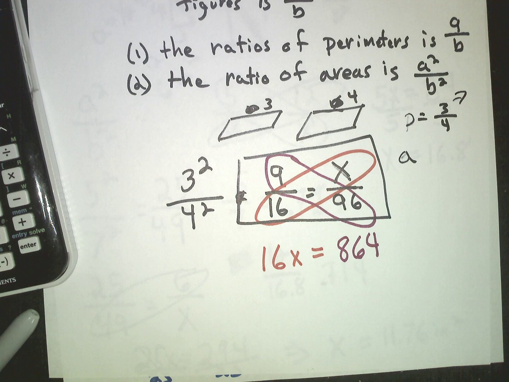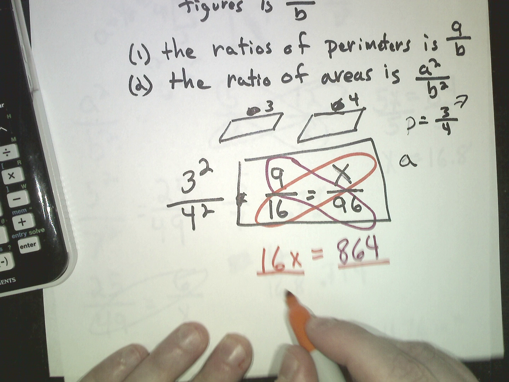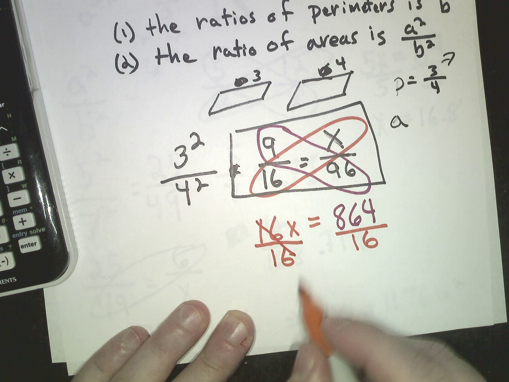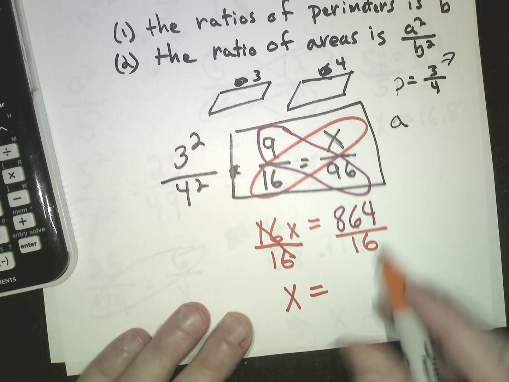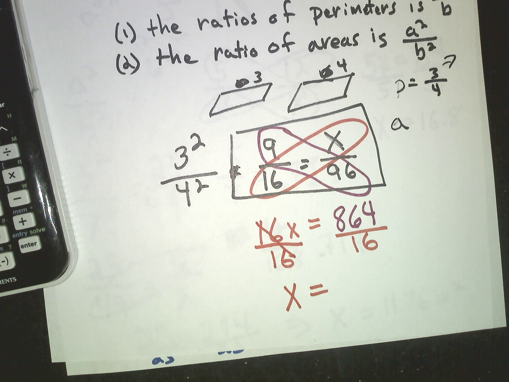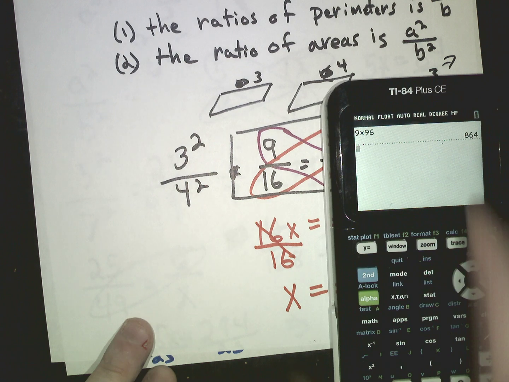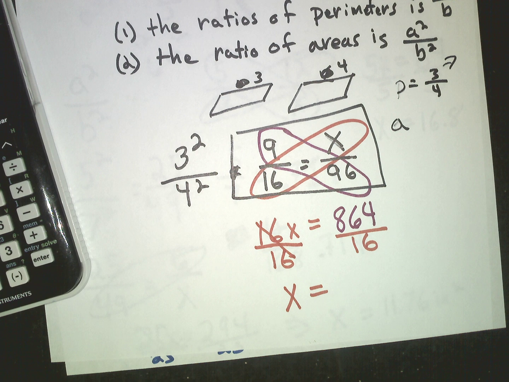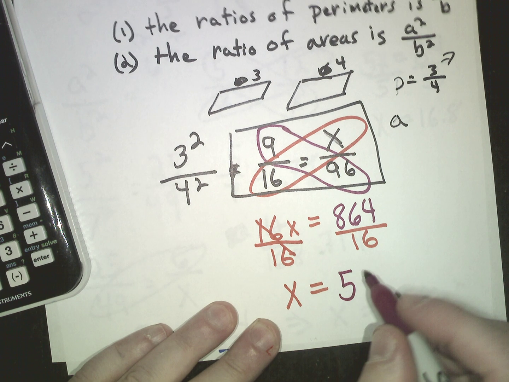Next, I'm going to divide both sides by this 16. 16 divided by 16 is 1. X equals 864 divided by 16. I don't know. It's going to be a messy number, I have a feeling. 864 divided by 16. That actually turns out pretty nice. 54. So the area of the small one is 54 inches squared.